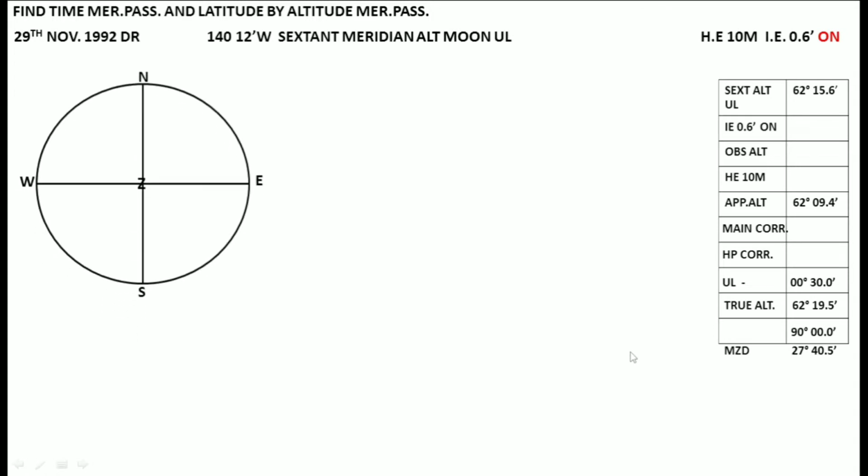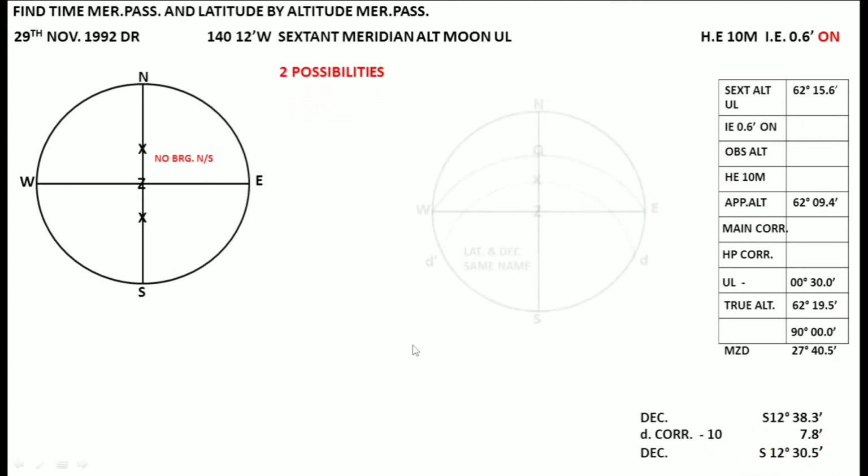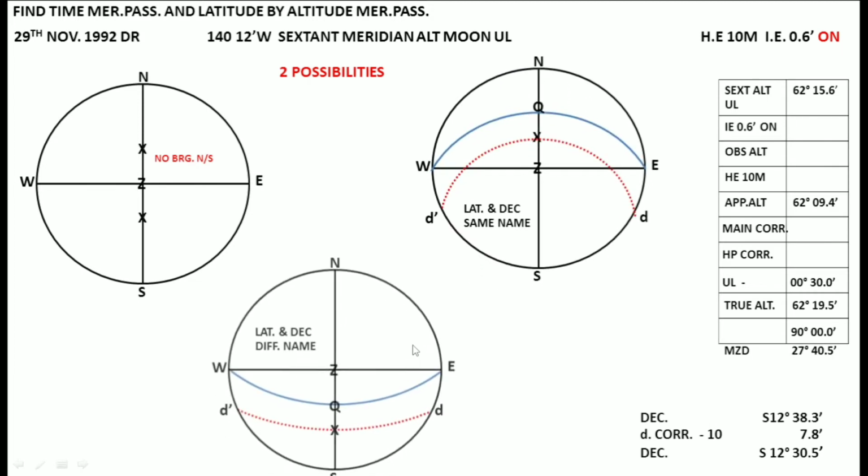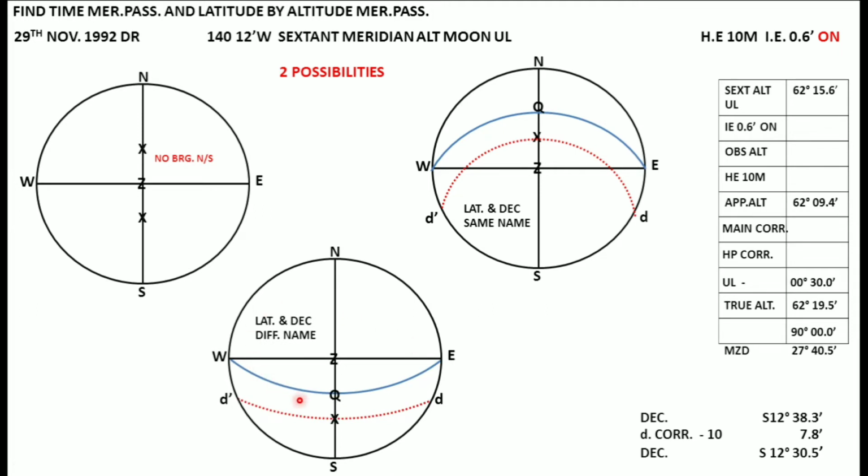In this case, I really do not know which side the moon is. Is it north of me or south of me? No bearing, nothing has been given in this question. I just know the declination is south. So there are two possibilities: either you have south latitude and south declination, or you have north latitude and south declination. So latitude, same names or different names.